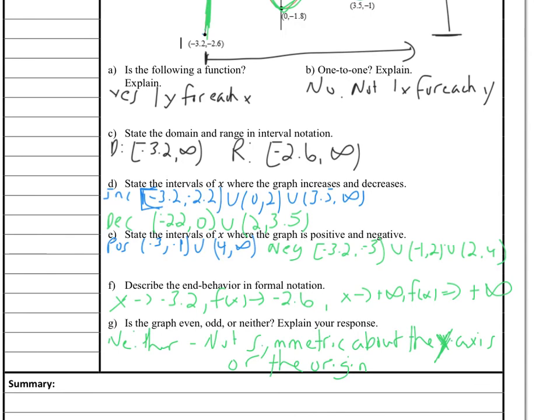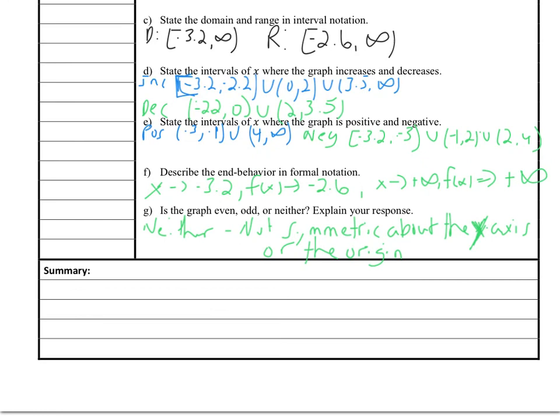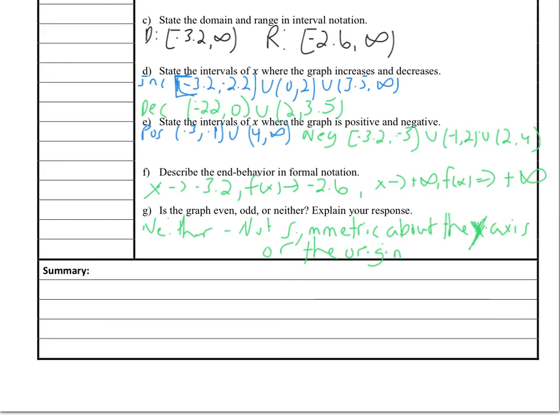Now your summary here is going to be a little bit lengthy. I mean, you have to summarize function notation, one-to-one, domain and range. Is it increasing or decreasing? Is it positive or negative? Even versus odd, and end behavior. So you might have like a bunch of quick one-liners here, bulleted form, for your summary.